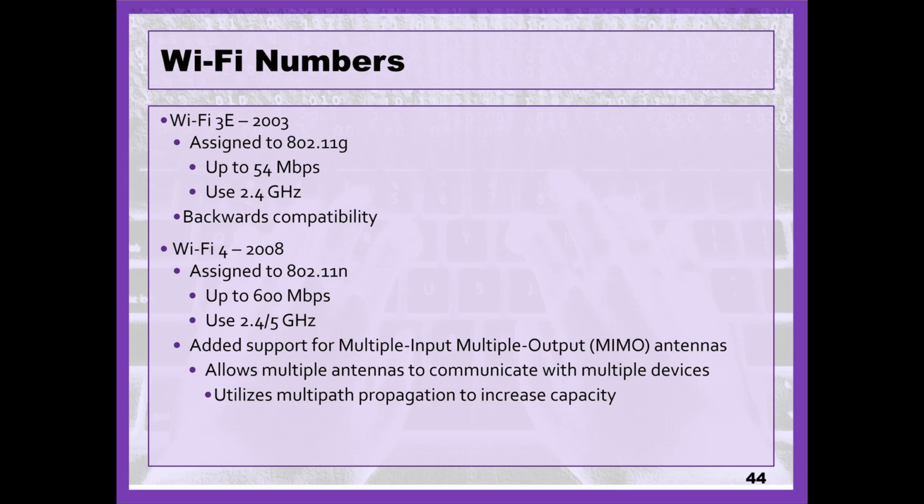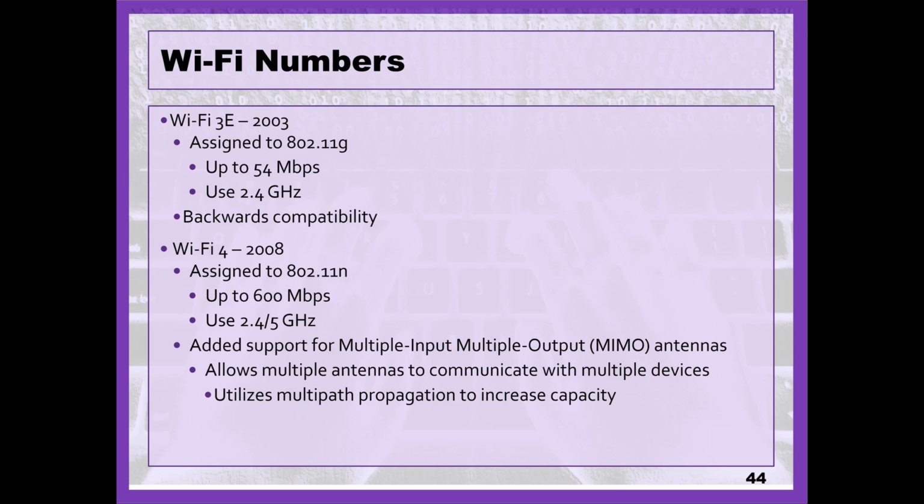Wi-Fi 4, established in 2008, was assigned to 802.11n, which builds on the 802.11a standard. Wi-Fi 4 allows for speeds up to 600 megabits per second and uses both 2.4 GHz and 5 GHz frequencies, allowing for more connected devices with less interference, as well as providing more options dependent on the needs of a user, be it speed or range.